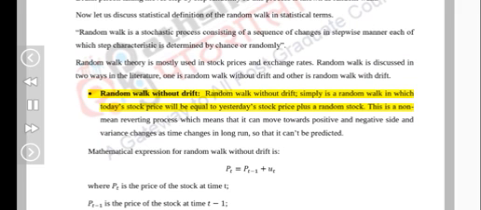Random walk without drift. A random walk without drift is simply a random walk in which today's stock price will be equal to yesterday's stock price plus a random shock. This is a non-mean-reverting process, which means that it can move towards the positive and negative side, and variance changes as time changes in the long run, so it can't be predicted.